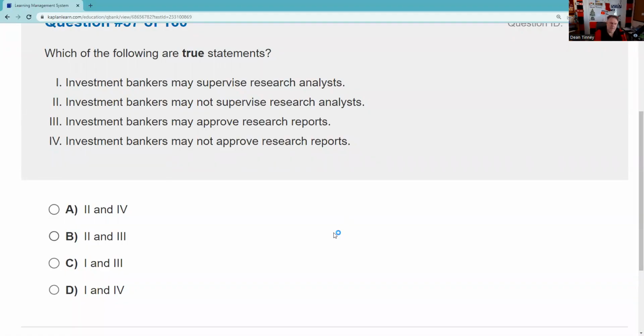Which of the following are true statements? Investment bankers may supervise research analysts. Flunk the entire test. If you said that, you should fail immediately. Your seat should shoot to the ceiling. You should definitely know there has to be separate supervision of research and banking. So you could exclude Roman numeral 1 pretty quickly. That means it's either A or B. 2, investment bankers may not supervise. There you go. So we need 2. We already knew that because we eliminated 1. Investment bankers may approve research reports. Absolutely not.